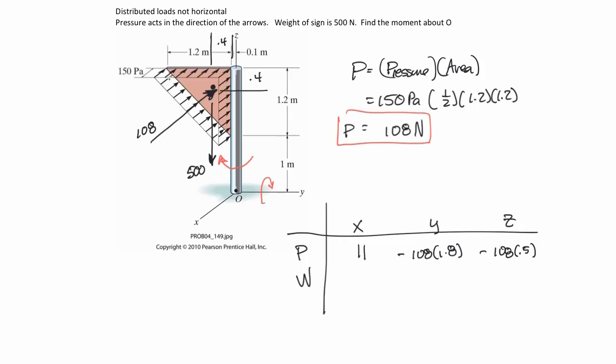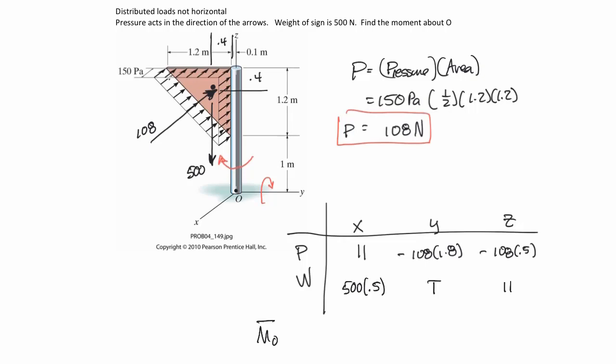All right, how about the weight? The weight is parallel to the z-axis. It is going to be in line with the y-axis. In other words, it goes through the y-axis. And it does have some moment about the x-axis based on this 0.5. So let's go ahead and put all those in there. So it's going to be 500 times 0.5. It goes through the y-axis and is parallel to the z-axis.